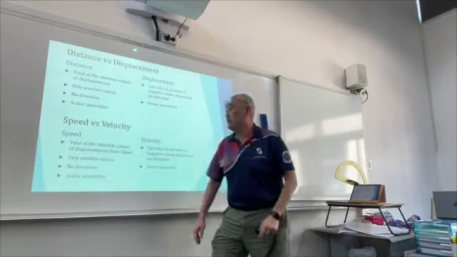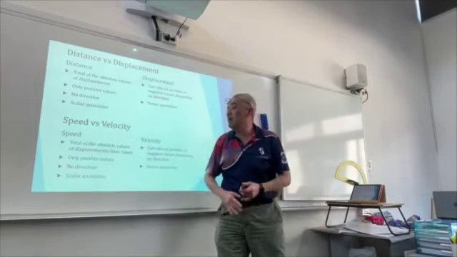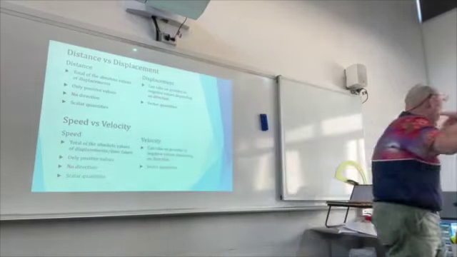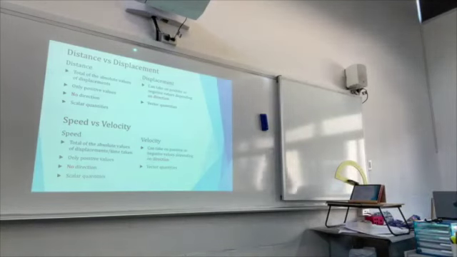Speed versus velocity. Speed is the total absolute value of displacement over time taken. It's only positive values. There is no direction. Again, it's a scalar quantity. Whereas velocity can take on positive or negative values depending on direction. And it's a vector quantity.